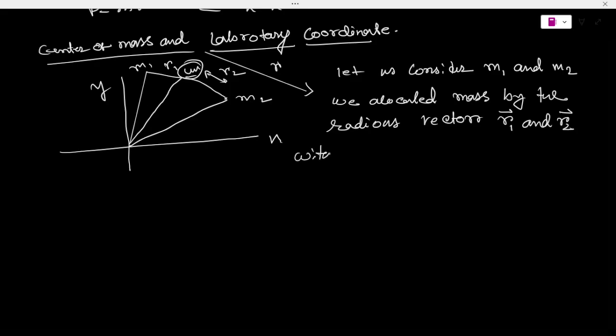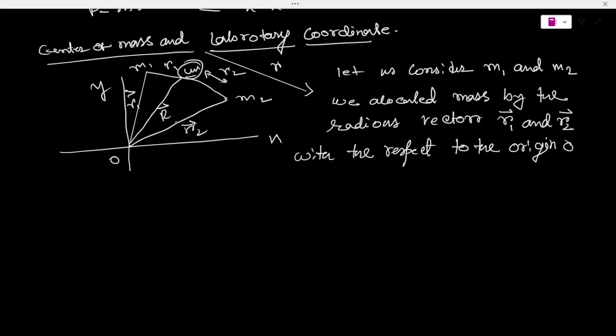With respect to the origin O, the particle positions are R1 and R2, this is R, and this is R1. The name of the origin is O. With respect to the origin O, R1 and R2 are called laboratory coordinates.